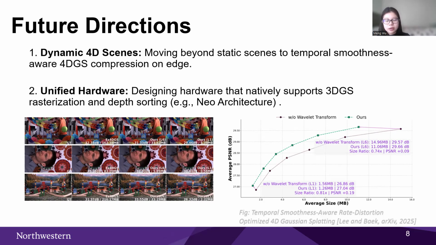Second is the development of unified hardware accelerators. Algorithmic compressions can only take us so far, but to fundamentally overcome current bottlenecks, the industry needs to design hardware that natively supports explicit operations like rasterization and deep sorting. Architectures like NEO, which propose a reuse and update sorting mechanism, point toward the definitive solution for the 3D.js memory bandwidth crisis.